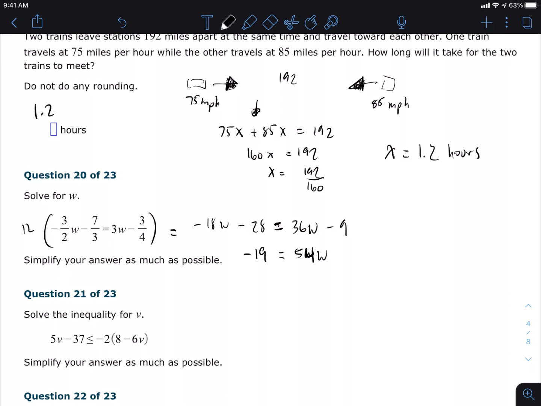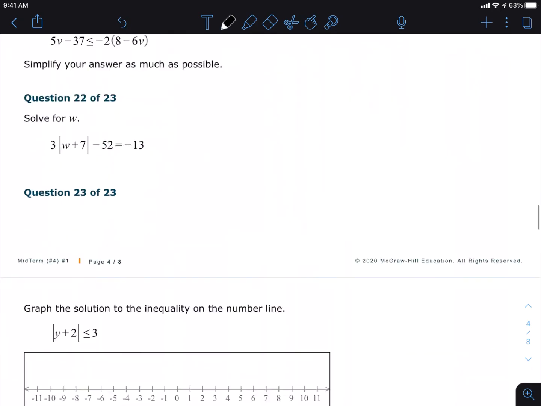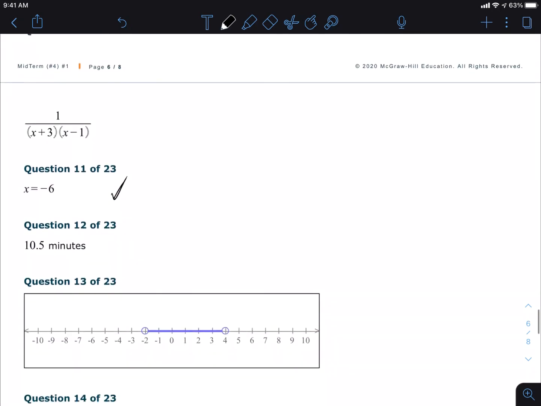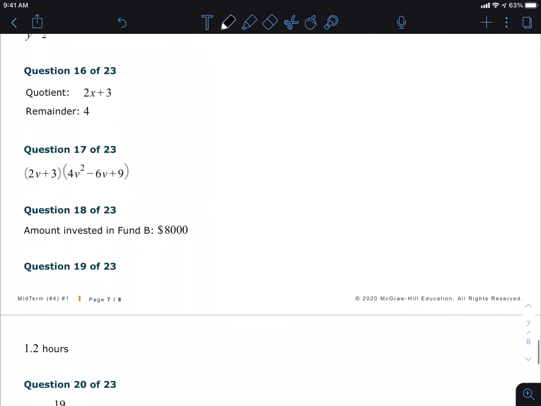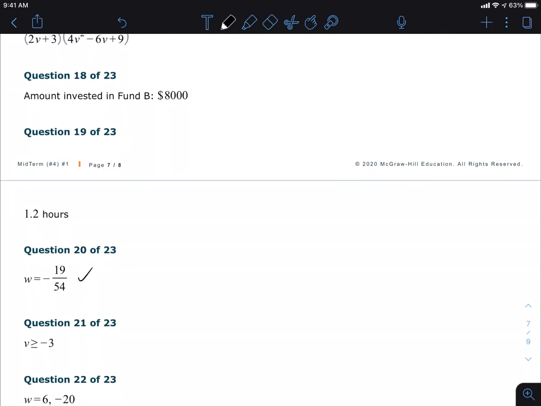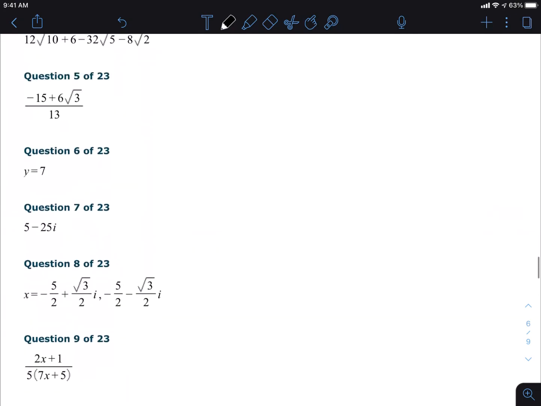I believe that's right. Let me confirm. And then 36 plus 18 is that. So -19 divided by 54 tells me that W is -19 over 54. And let's see if I did that correctly. Number 20. Yes, I did it right. So very cool. Okay.